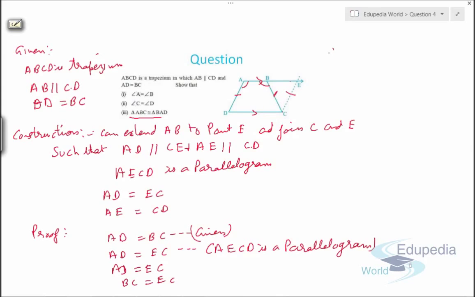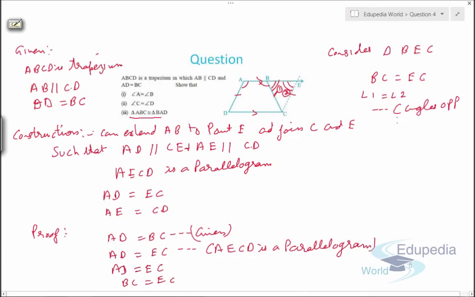Now if you consider triangle BEC, in this triangle BC equals EC, so it becomes an isosceles triangle. So we can say that this angle is equal to this angle. Let's say this angle is 1 and this angle is 2. So we can say that angle 1 equals angle 2. Why? Because angles opposite to equal sides are equal. Now, let's say this is angle 3.